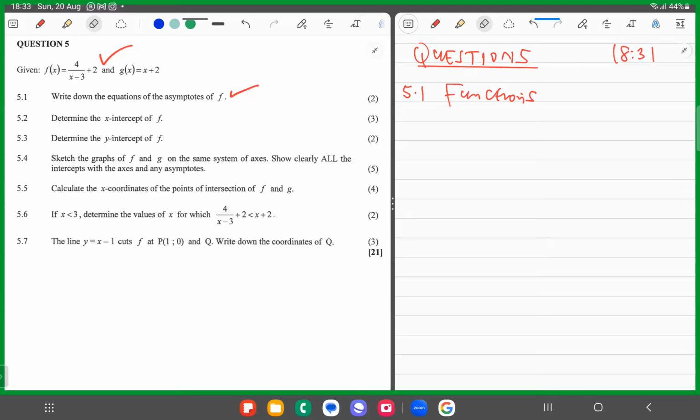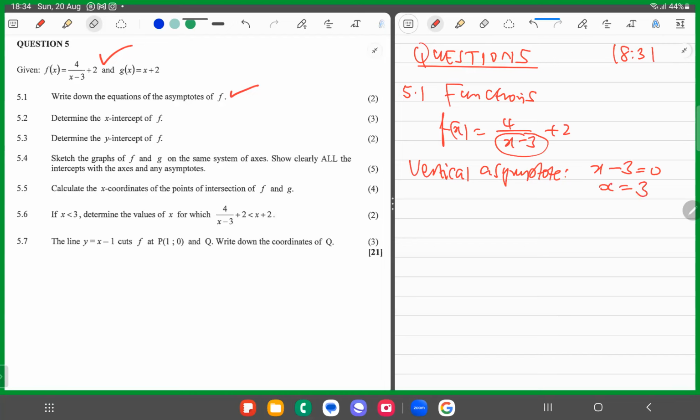Right, so we write down the equations of the asymptotes of the function. We note first that the function f is 4 divided by x minus 3, plus 2. So we have the vertical asymptote. The vertical asymptote is given by when the denominator is equal to 0. We take the denominator and equate it to 0, from which we achieve that x equals 3.